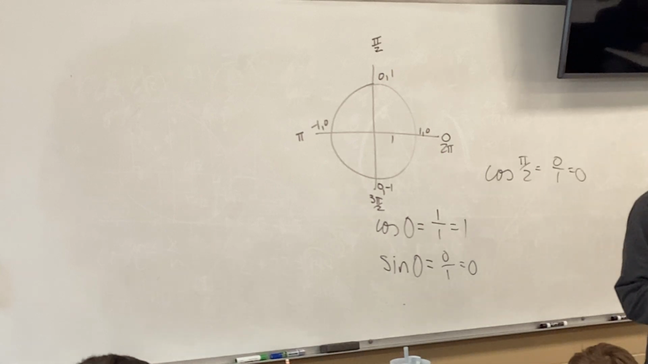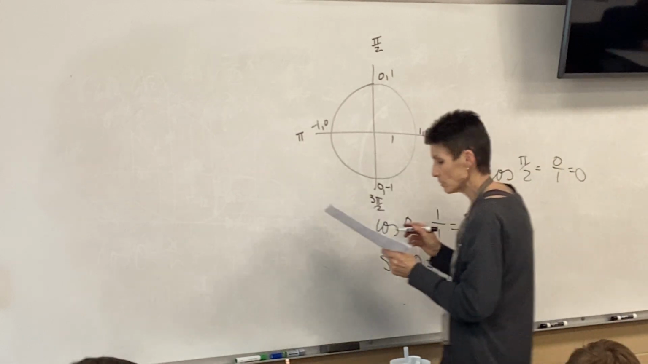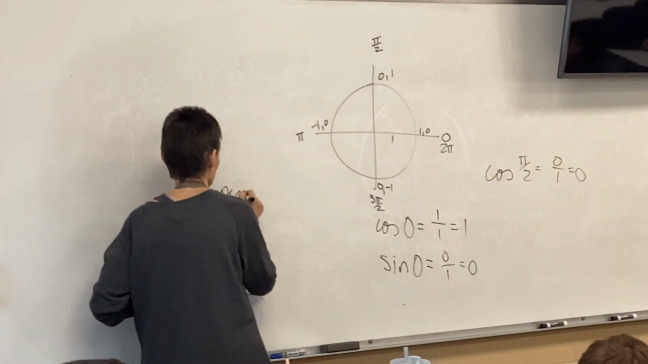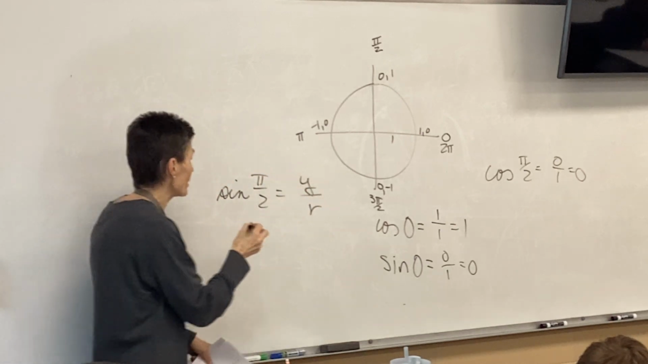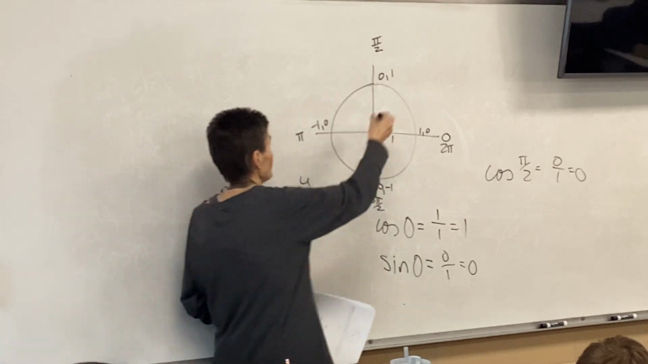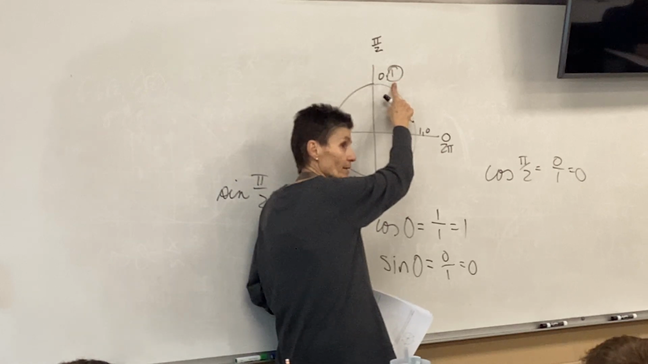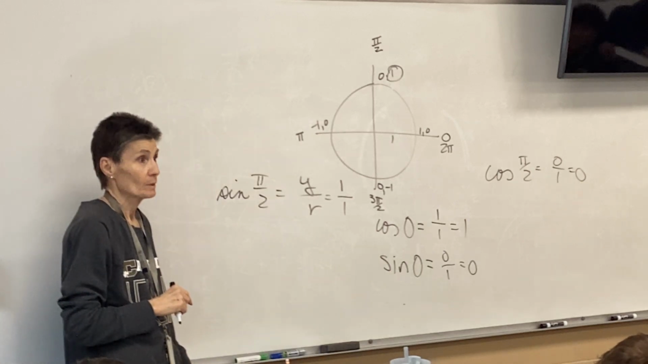Jacob, what'd you get for D, the sine of pi over 2? Uh-oh, you gotta focus. Let's help Jacob. How do we find the sine of anything? Sine is going to be y over r. We know r is 1 because we're in the unit circle. At pi over 2, what is my y coordinate? 1. So what is the sine of pi over 2? 1. Okay?